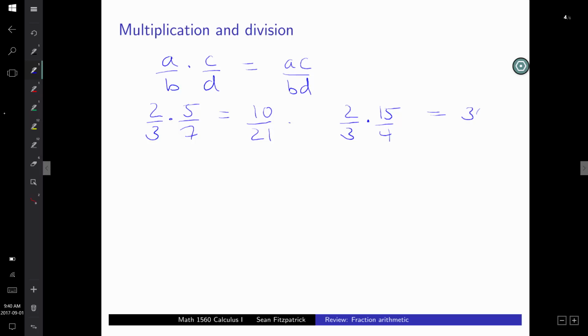2 times 15 is 30, 3 times 4 is 12, but then I might decide that, hey, I could reduce that fraction. I don't want to leave it as 30/12. I'm going to try and reduce it a little bit, and you can if you want.